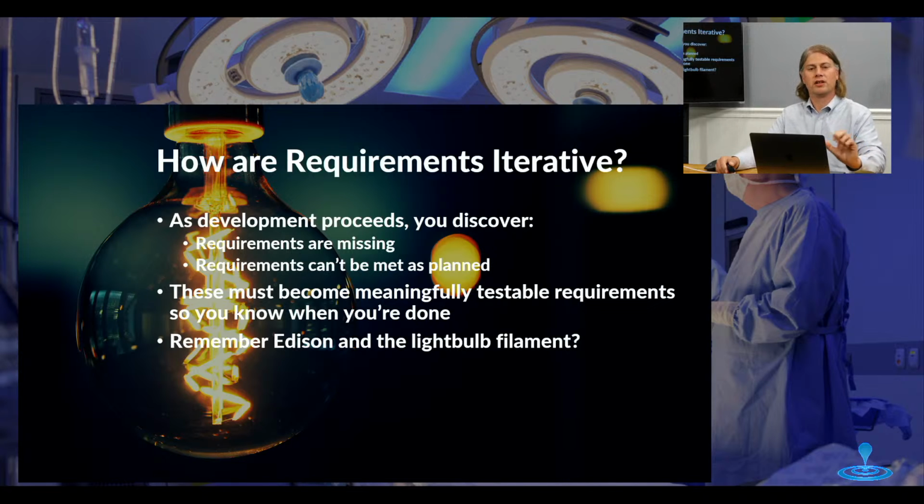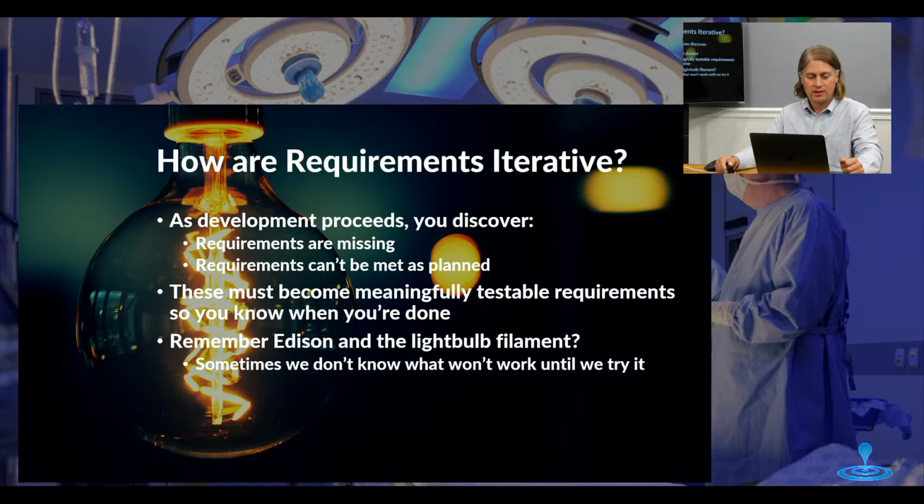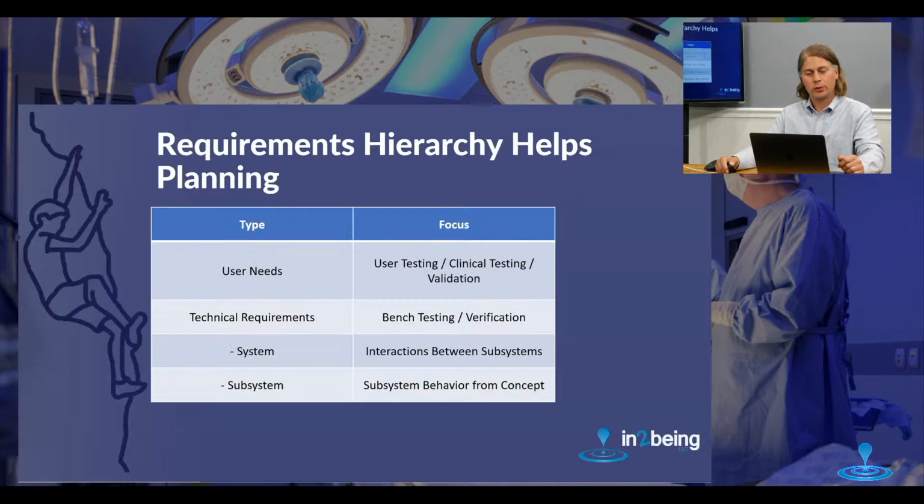Those iterations are necessary to the process of discovery that is inherent in development of any stage. Sometimes we don't know what won't work until we try it. The question is, how do you get there as quickly as possible? Well, since we're talking about requirements, there are native hierarchies built into FDA's expectation for requirements.